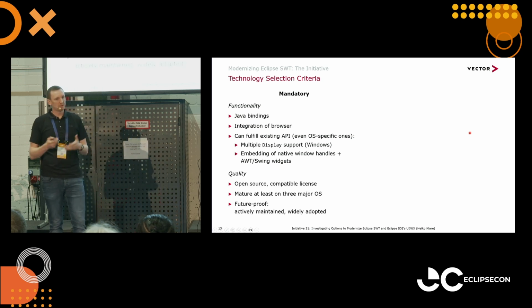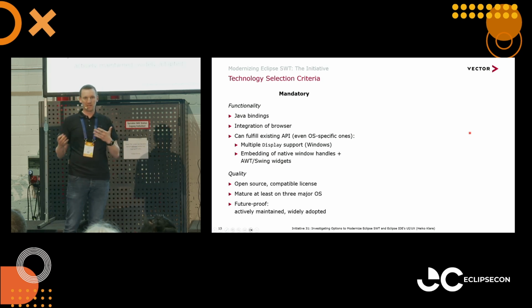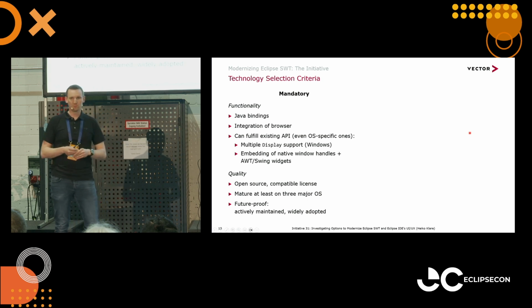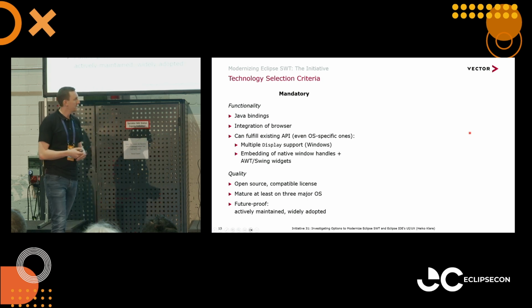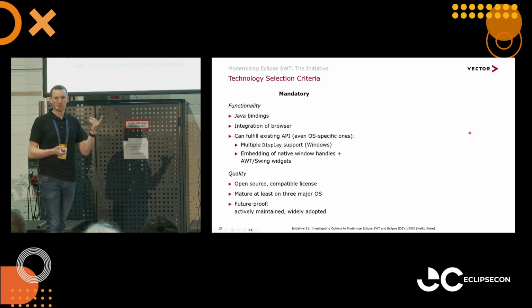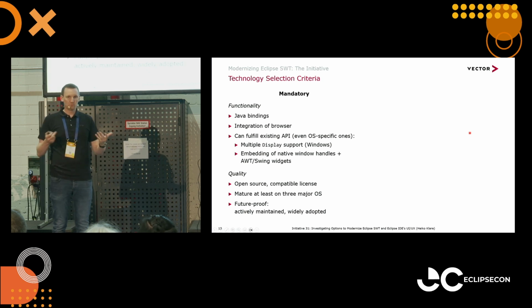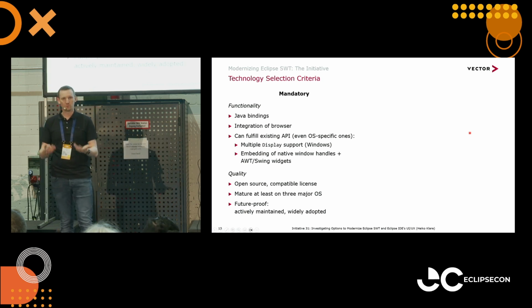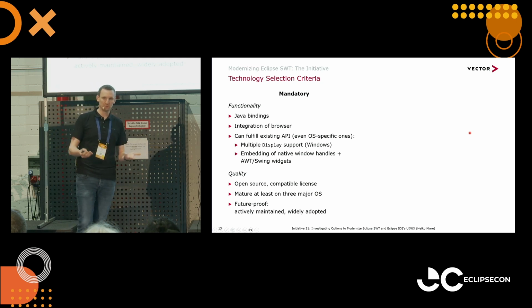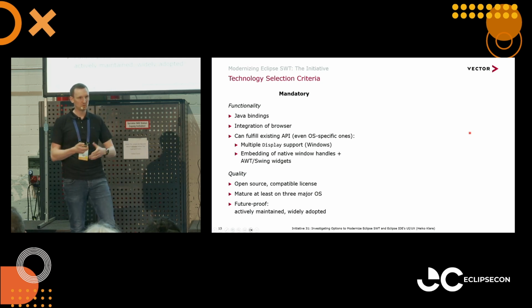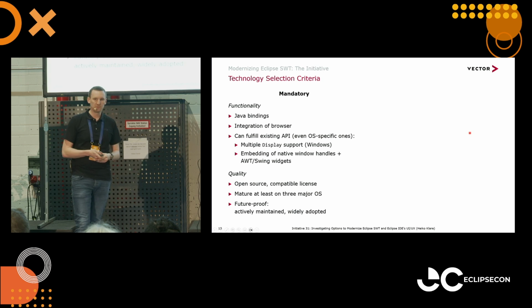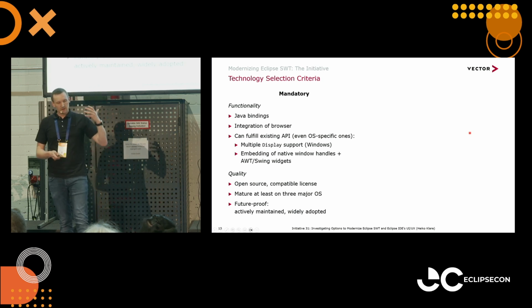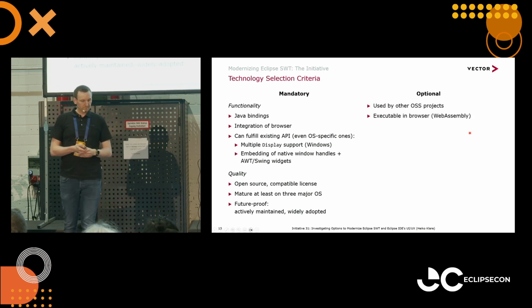There are also, let's say, qualitative aspects, like having matching licenses. Of course, we need to have an open source compatible license. It has to be mature on the operating systems that we support right now. And it, of course, has to be future-proof. It has to be actively maintained, widely adopted, because we want to have a solution that is sustainable for many, many years, and do not want to adopt in some years again. So these are the very important criteria to investigate.